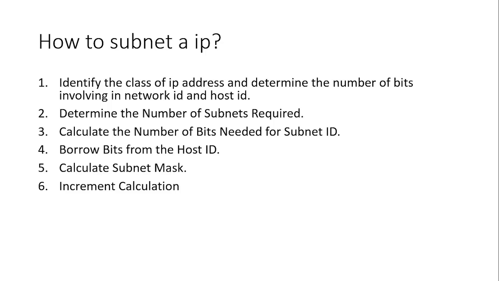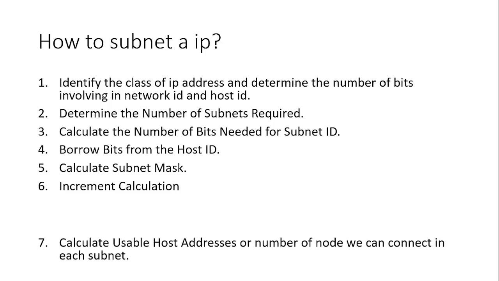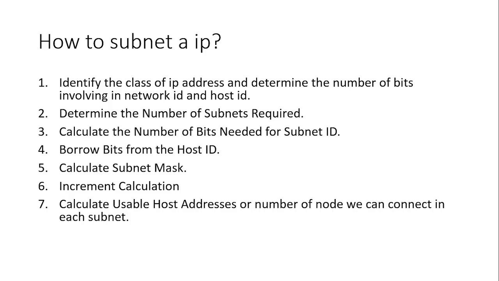Step 6 is the increment calculation. We need to calculate the increment of IP in each subnet. Step 7 is to calculate the usable host addresses, or the number of nodes we can connect in each subnet, by using the formula 2 to the power n minus 2, as we keep the first IP as the network ID and the last IP as the broadcast IP. Now in step 8, we will assign all the IPs to each subnet.